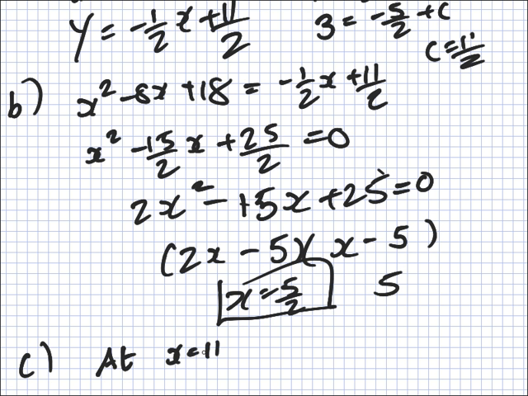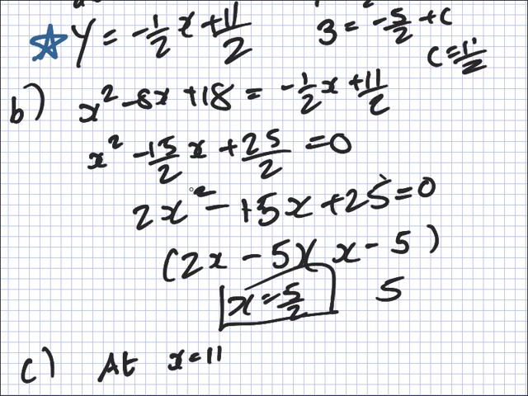Part C, they wanted to know where this line crosses the x-axis. Well, how do you find that? How do you find where a line crosses the x-axis? Make y 0. But it's obvious it has to cross at 11, because only the value of 11 here could make this add to 0. You can solve it if you like, but it's obvious that x has to be 11, because the only solution that makes this 0 is minus 11 over 2 plus 11 over 2.